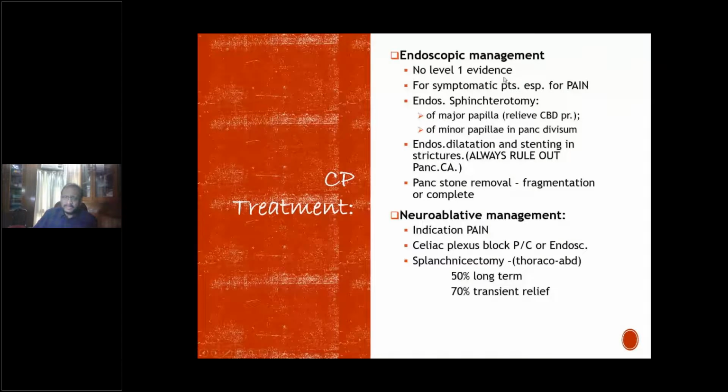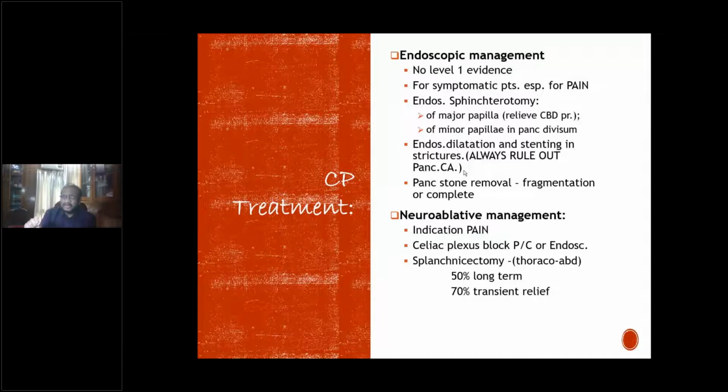Yes, you can go for endoscopic management and you do endoscopic sphincterotomy of the major papilla, or you can do a sphincterotomy of the minor papilla in patients of pancreatic divisum, right? That would relieve what? The CBD pressure and the pancreatic pressure. Endoscopic dilatation and stenting in strictures: always rule out pancreatic cancer before you go in for dilatation and stenting. Please do not treat a borderline case of pancreatic cancer by dilatation and stenting. So you have to be very, very careful.